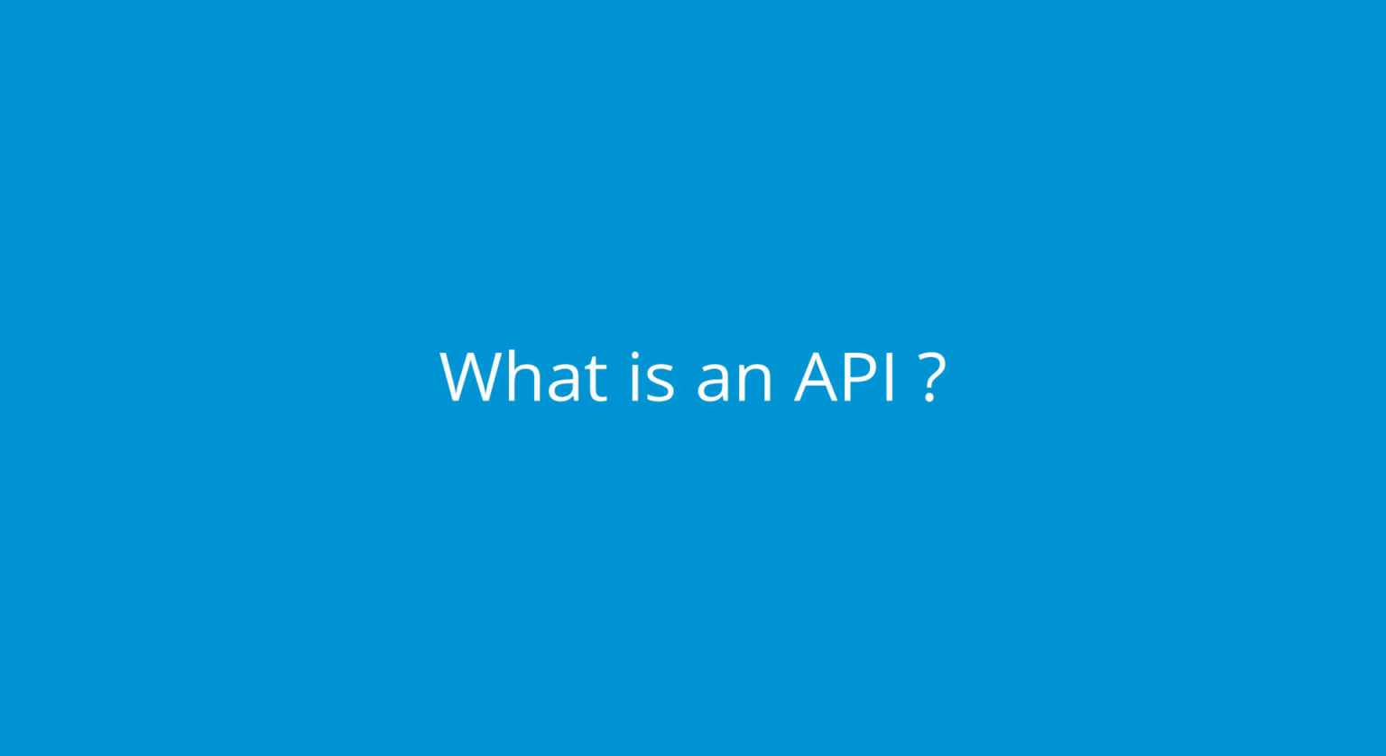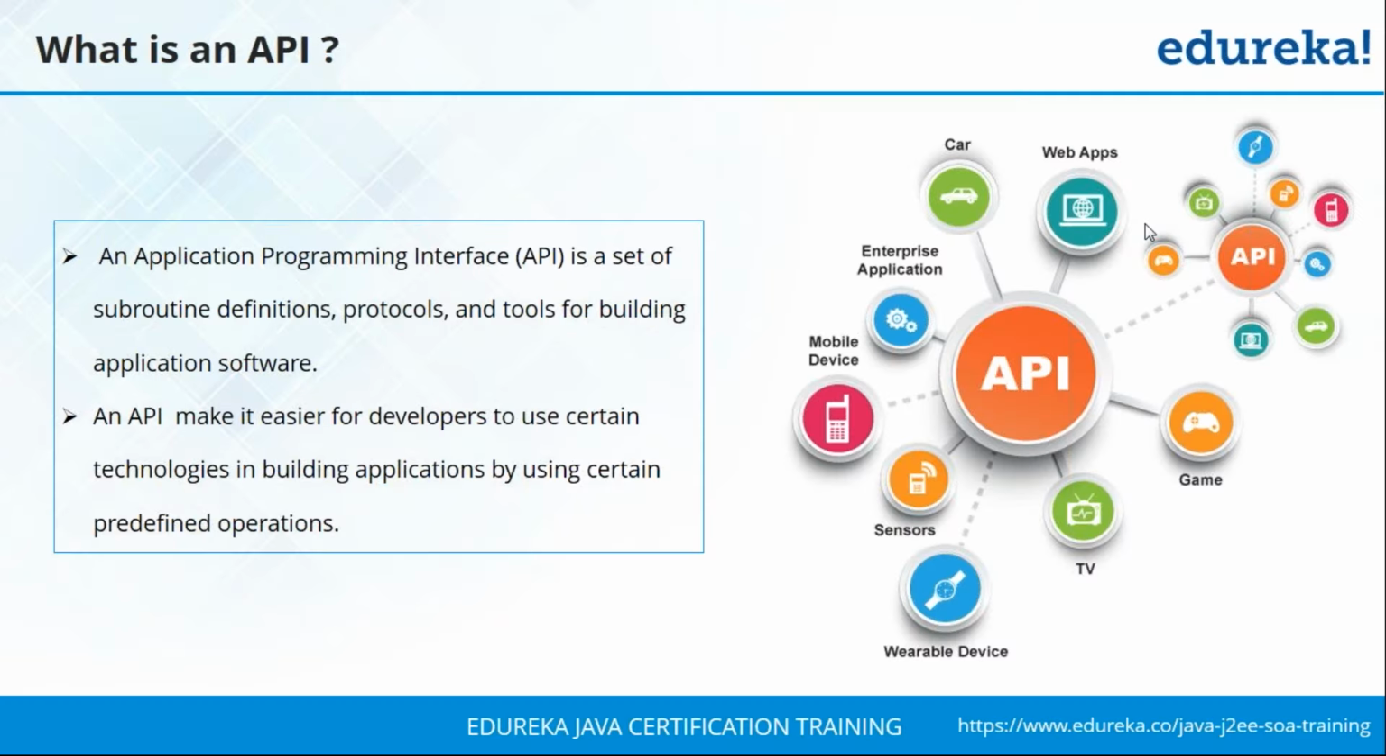So let's move forward and discuss the first topic, that is, what is an API. Now, an application program interface, or an API as it's better known, is basically a set of different subroutines, protocols, as well as tools which will help you build application software. The reason the API is quite popular is because using an API, it becomes very easy for a programmer to build an application as well as use different technologies without actually needing to know how their internal implementation works out.